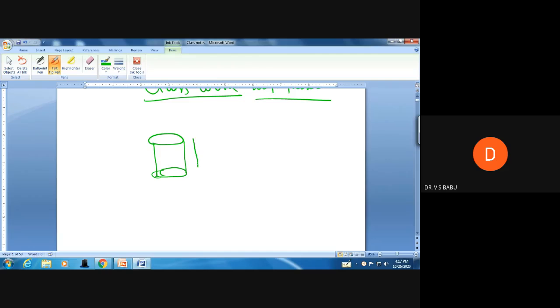The cylinder's height and diameter. This is the diameter and height. The ratio, H is to D, is always 2 is to 1. That means, for example, if the height is 200 mm, the diameter is always 100 mm. This is what the Indian code normally prefers.